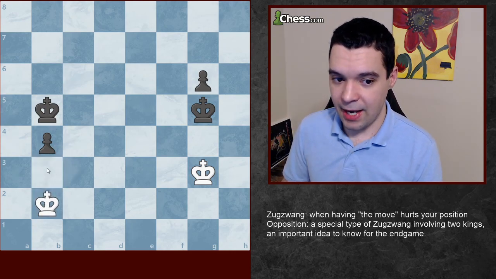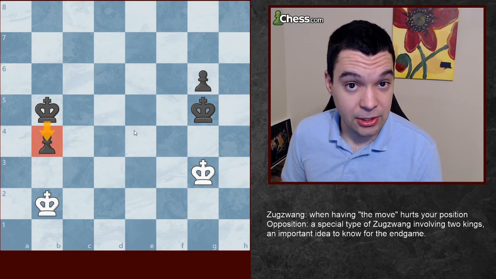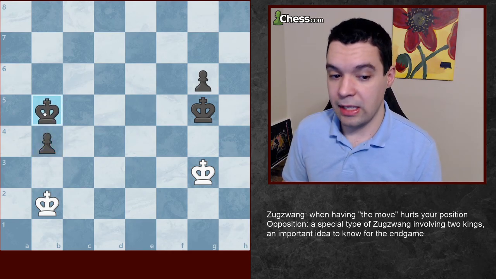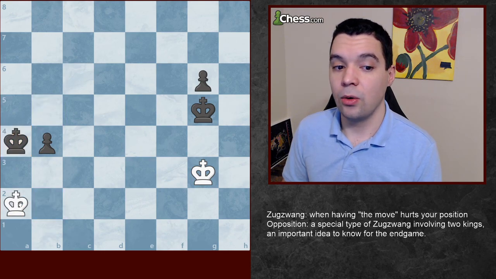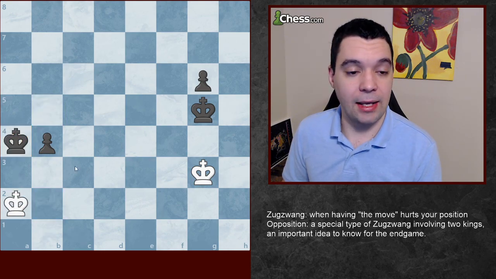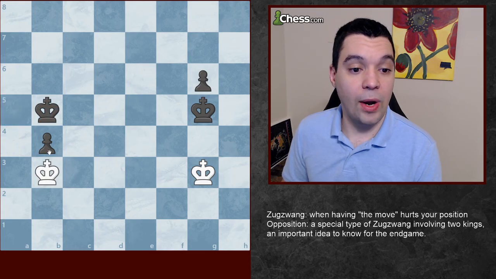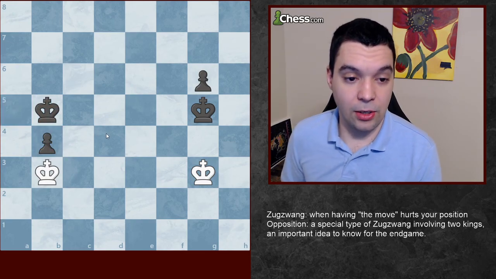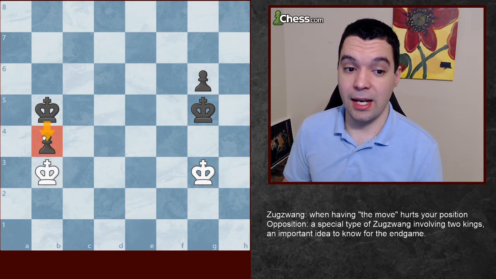If white steps down, black can't take the opposition because the b4 pawn's in the way. So the king maybe tries to break through this way. Again, white takes the opposition against the black king, and when the black king steps back, white just attacks the pawn again. So what we're noticing is that the b4 pawn is getting in the way of the opposition.